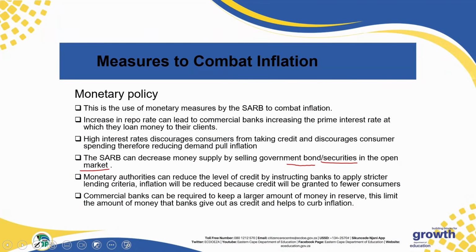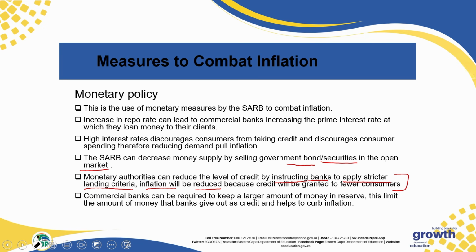Monetary authorities can reduce the level of credit by instructing banks to apply stricter credit lending criteria. Inflation will be reduced because credit will be granted to fewer customers. This is moral suasion, whereby the SARB talks to banks to act in a manner that is desirable for economic conditions at that time. SARB instructs banks to be stricter when giving credit to consumers so that spending decreases and demand pull inflation will be reduced.